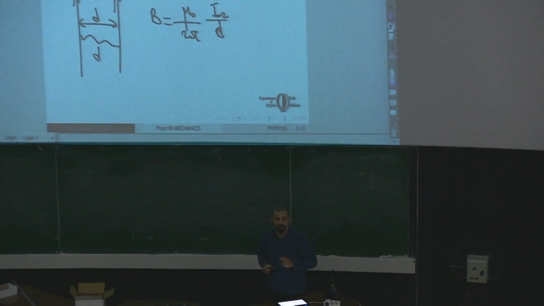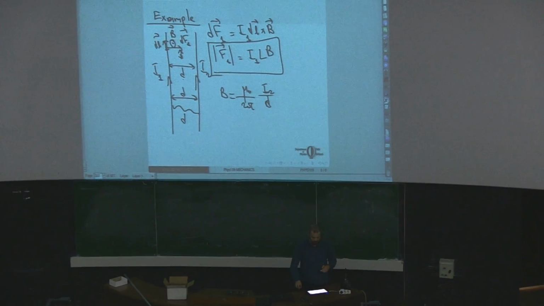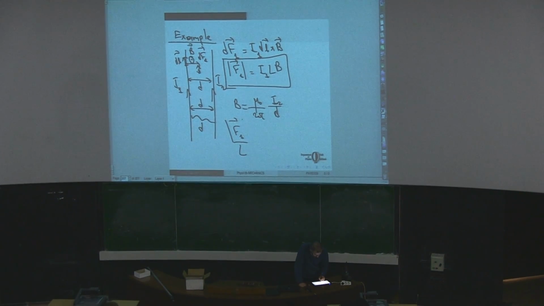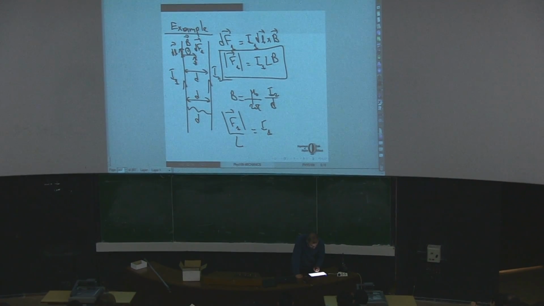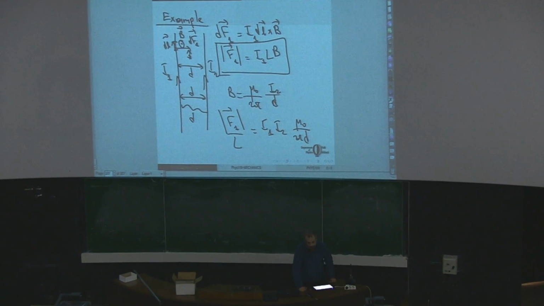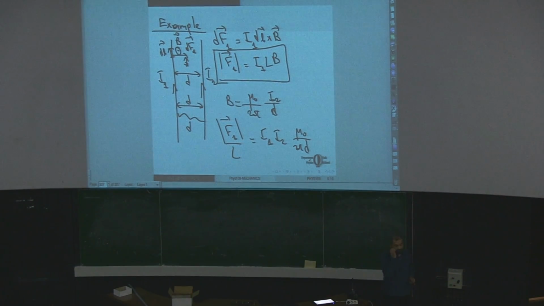Now, I'm just assuming a length L and calculating the force that this segment feels. Eventually what I'm interested in is F1 over L. This is I1, and B is I2 mu0 over 2 pi d. This is the force per unit length. Of course, in real life, we don't have these infinitely long wires. But if the wires are sufficiently close to each other, and if they are long compared to their separation, this formula will be more or less still valid.